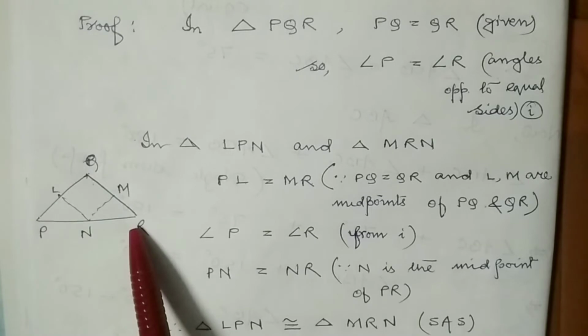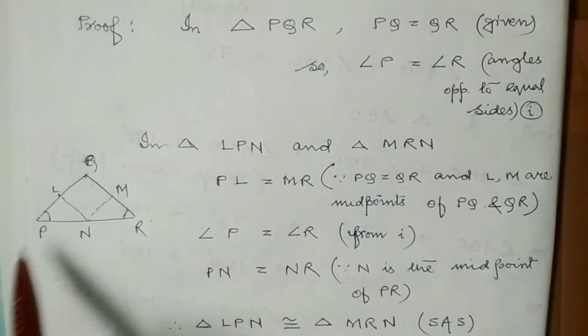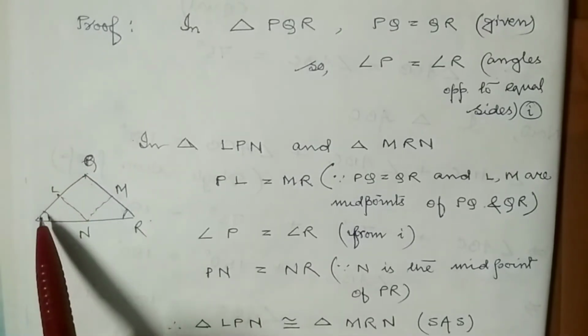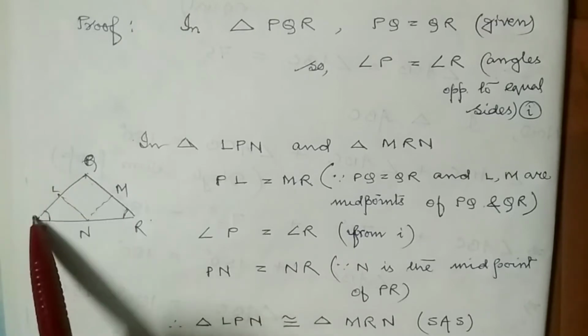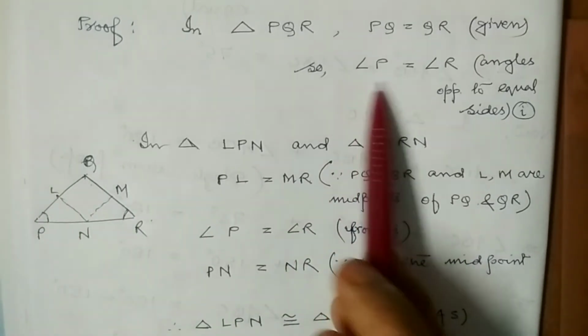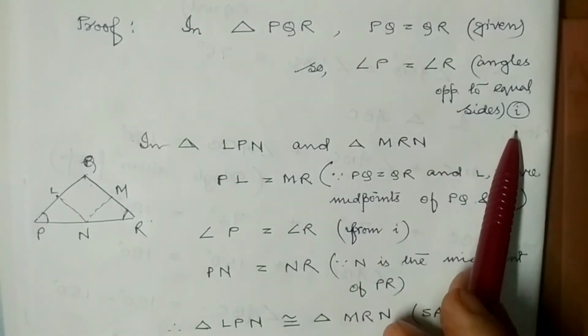It is given in the question, and we know angles opposite to equal sides are equal. Since PQ equals QR, the angle opposite QR is angle P, and the angle opposite PQ is angle R. These two angles must be equal. So angle P equals angle R. Let it be equation number 1.